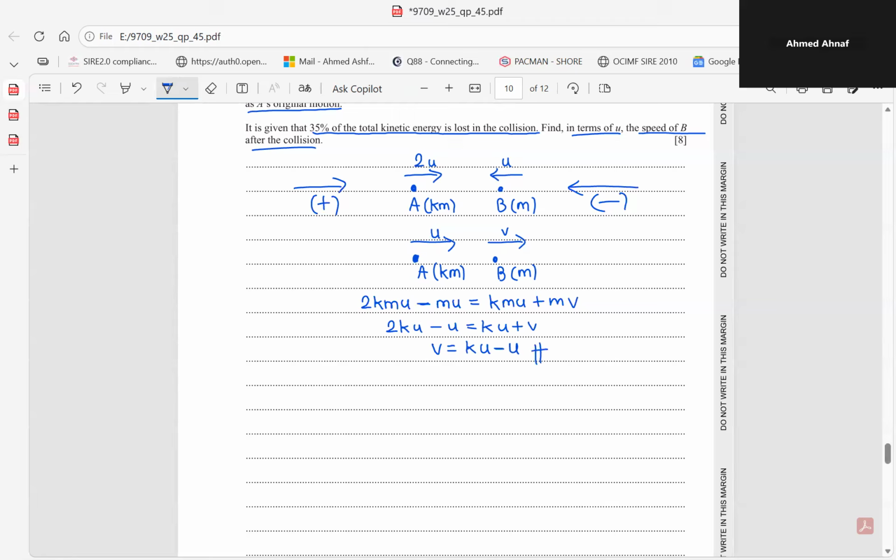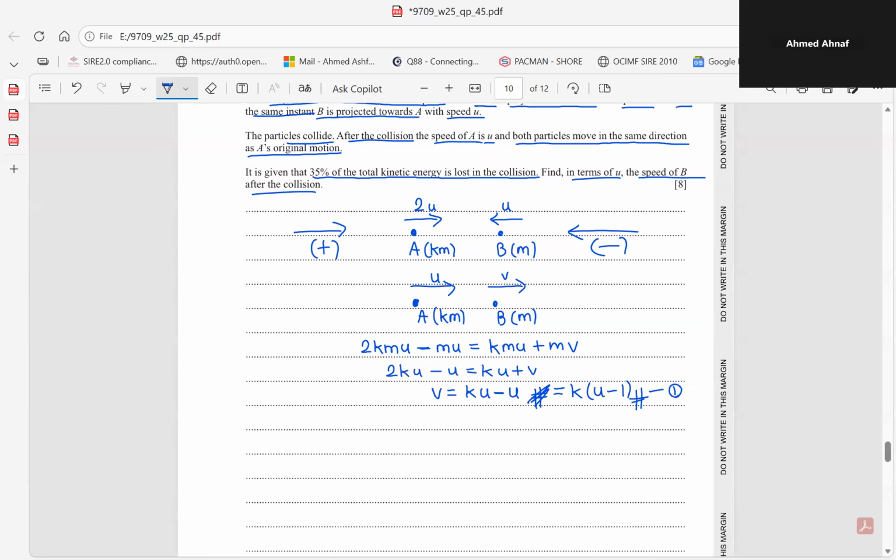Yeah, so this would be, okay, let's factorize out. So this is going to be k times u minus 1. So this would be our first answer, I mean, our first equation. Now we're going to make an equation using the KE.